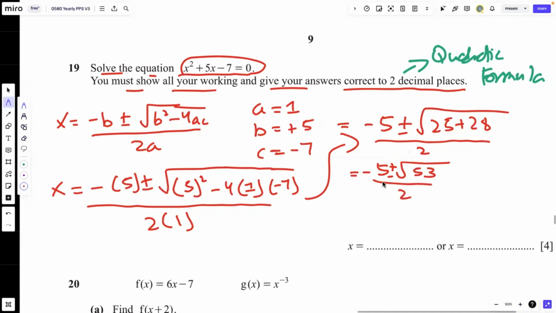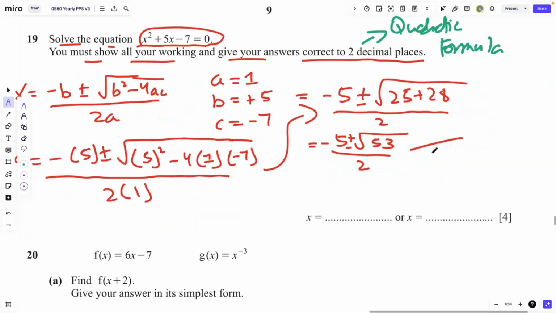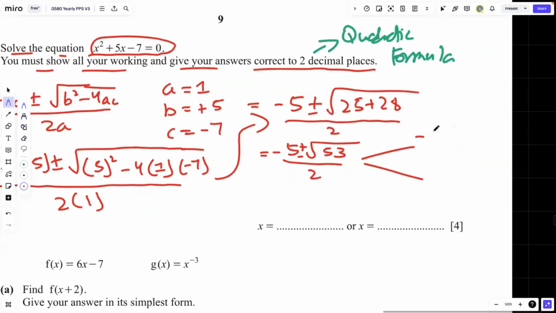And then you can use the calculator to check the answer. So that's minus 5. And first it's going to be for plus, and then you can do the same thing for minus. So you're getting two answers. So we'll break it into two parts. So it's going to be minus 5 plus under root 53 divided by 2. And it's going to be minus 5 minus under root 53 divided by 2.